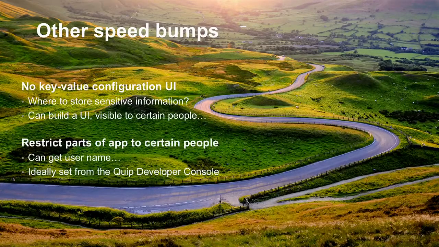Other speed bumps: there is no key-value configuration UI, which, coming from Heroku, is something that I took for granted. So for example, the sheets ID, we actually checked that into the code because there was no easy way to store that otherwise. A way to get around it is, of course, to build your own config UI. But then we'll need to use the API to check who the users are. So if the user is A, B, or C, then show this config thing, which is really clunky, to be serious. So yeah, this is something that we would really like to see in the Quip developer console.